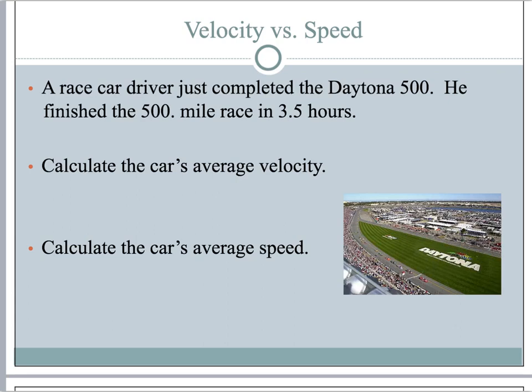So in this problem, we have a race car driver that's just completed the Daytona 500. He finished the 500-mile race in 3.5 hours. Just to make sure that we don't overthink the problem, we're going to say that the starting point and the stopping point were the same exact point. So if you look at the blue line in the picture, we're going to say that's the starting and ending point for the car. So what do we know?